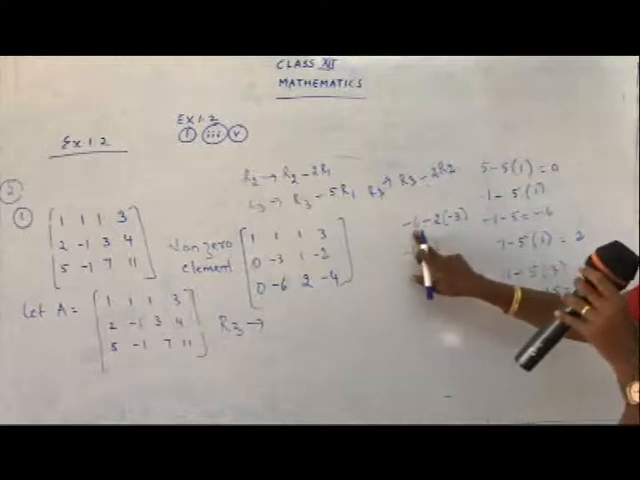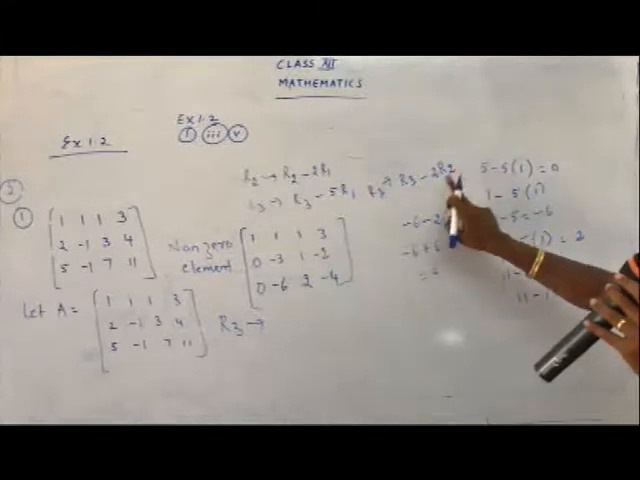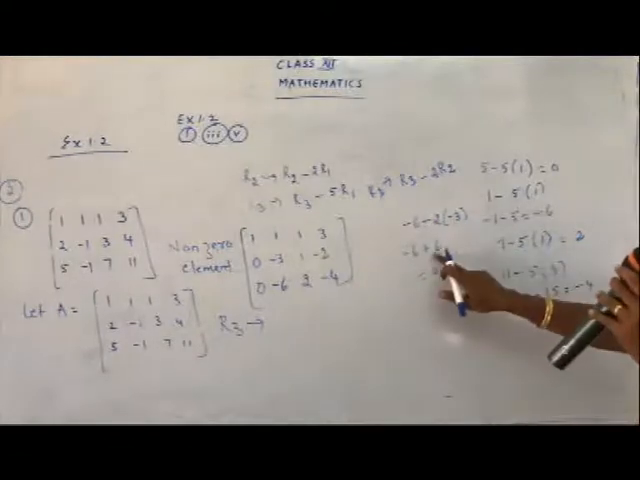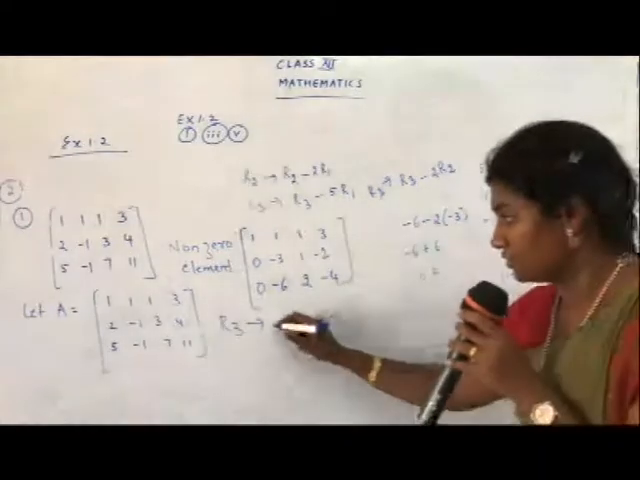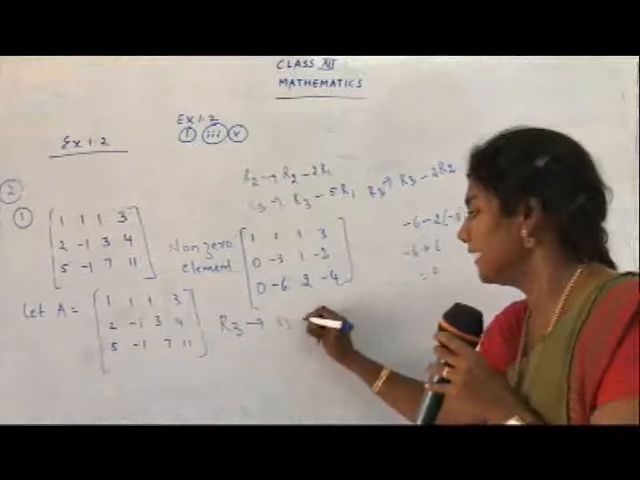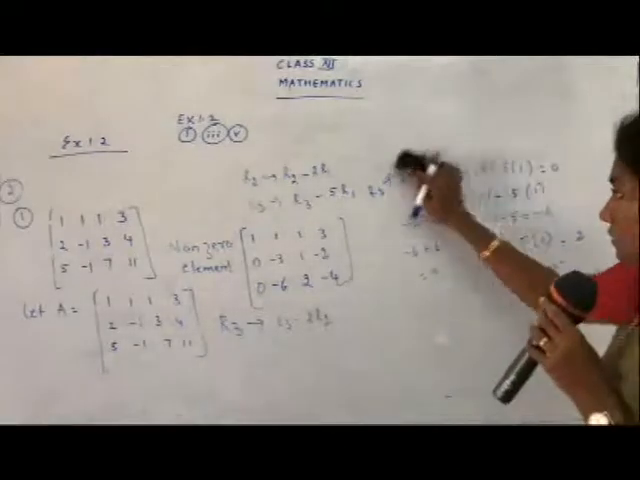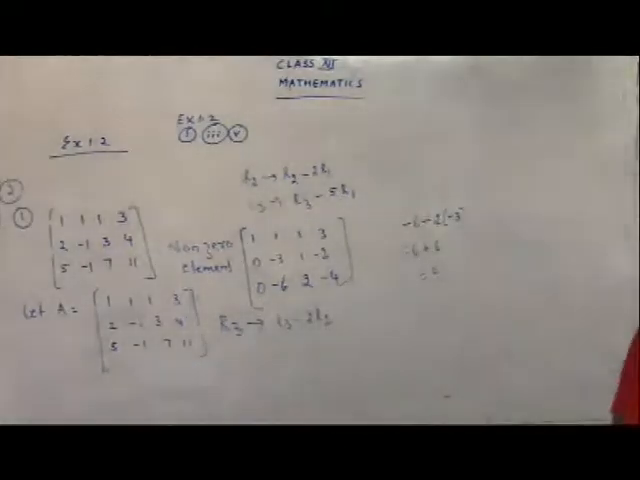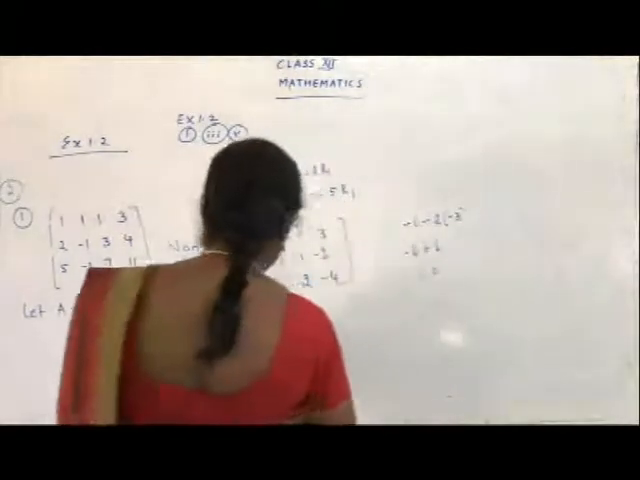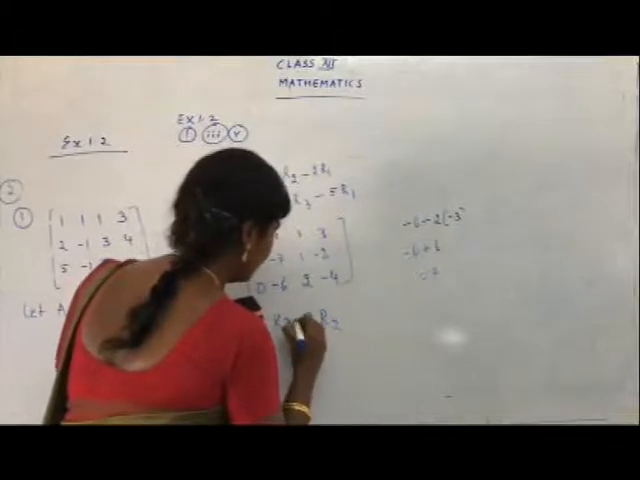See, R3 minus 6 minus 2 R2. What is R2? Minus 3. So minus 6 minus minus plus 6, you get the answer as 0. So how is the conversion? R3 changes to R3 minus 2 times R2. If I put plus here, we don't get an answer 0. That's why we have taken minus 2 R2. R3 minus 2 R2. So apply the changes and get the answer.